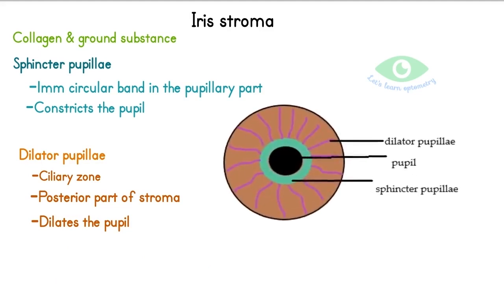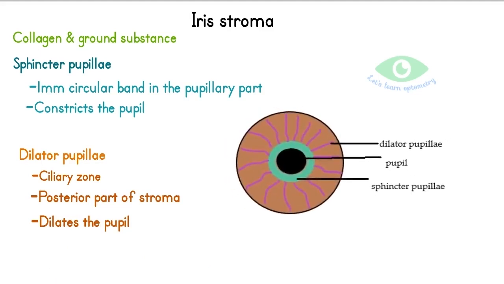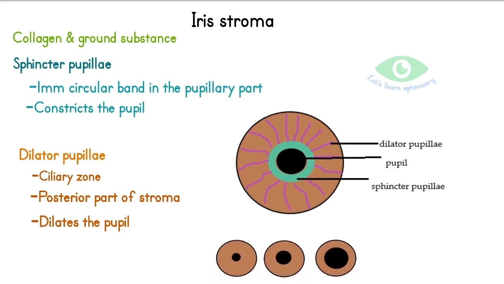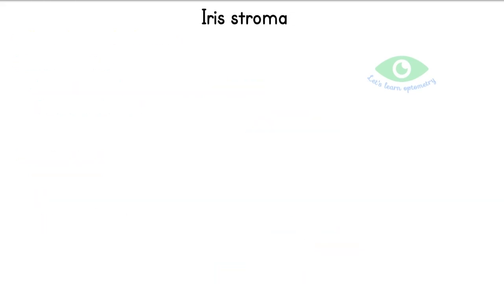The pupil regulates the amount of light reaching the retina. This is done by these two muscles. Under bright lighting conditions, the sphincter muscle constricts to limit the excessive light reaching the retina. Under dim light, the dilator pupillae muscle dilates the pupil, allowing more light to reach the retina.